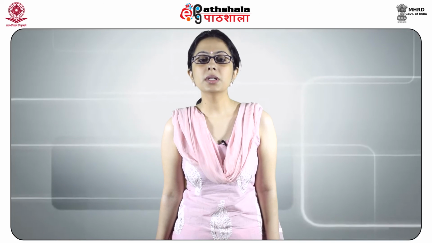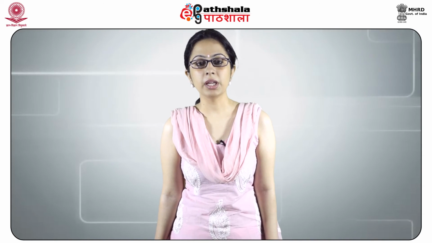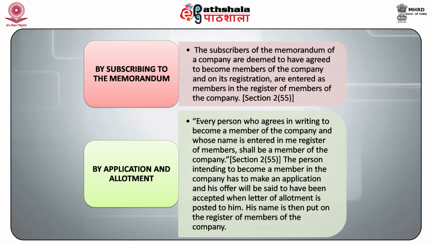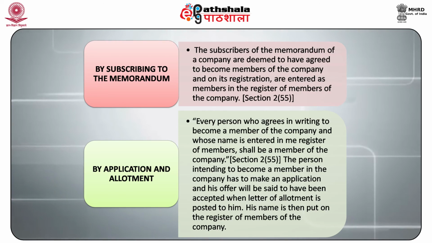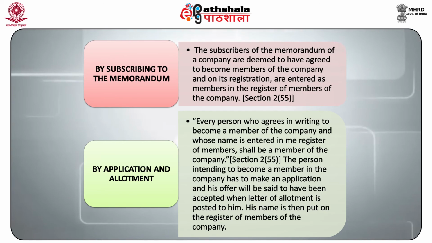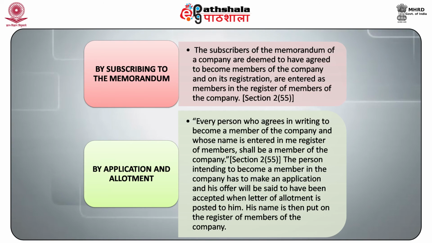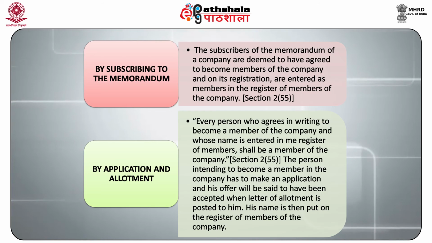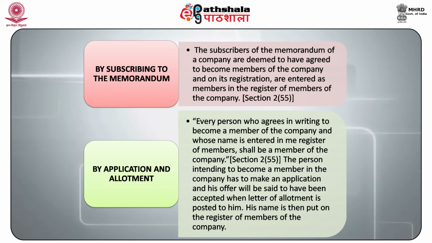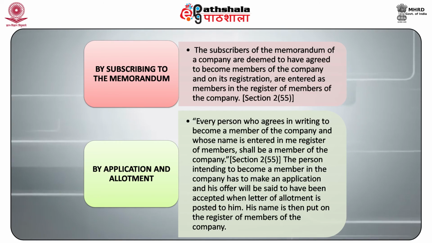What are the methods of becoming a member? A person may become a member in a company by any of the following ways. First, according to section 2(55), the subscribers of the memorandum of a company are deemed to have agreed to become members of the company and on its registration are entered as members in the register of members of the company. Second, by application and allotment.